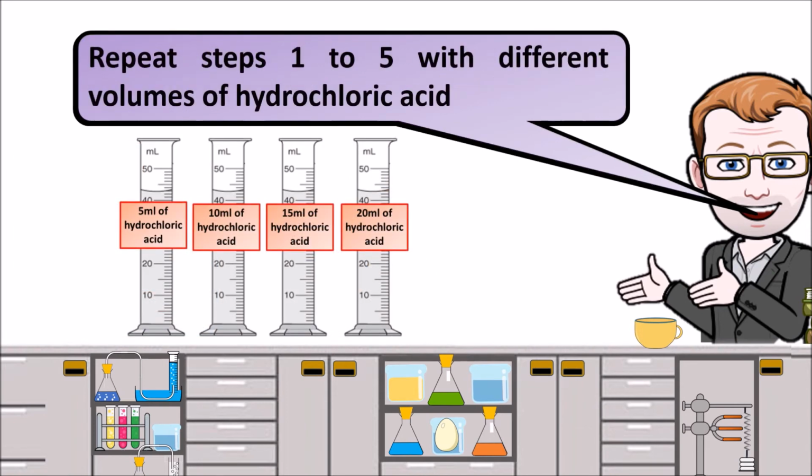Then repeat steps 1 to 5 with different volumes of hydrochloric acid. After that, repeat the whole thing 3 times, so it gives you 3 sets of results to work out an average for each volume of hydrochloric acid added.